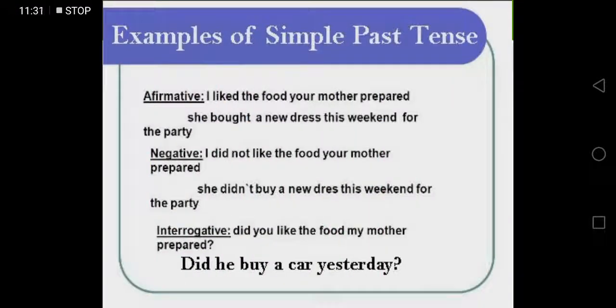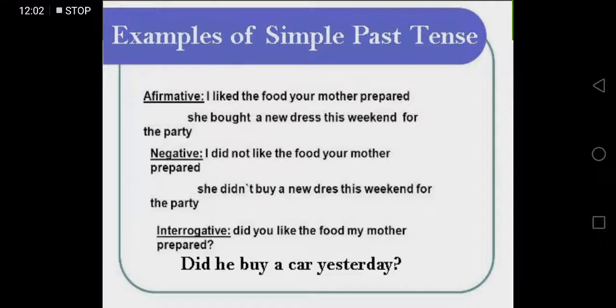Some affirmative, negative, and interrogative sentences of the simple past tense. I like the food your mother prepared. She brought a new dress this weekend for the party. Affirmative means when there is a yes in the sentence. Negative means that you are going to use not or no. I did not like the food your mother prepared. She didn't buy a new dress this weekend for the party.